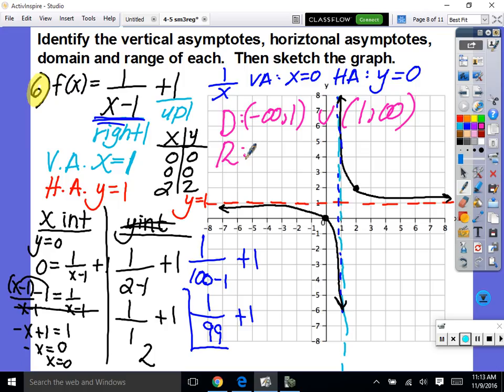Our range is our y values. Aren't they all approaching up to the asymptote? So negative infinity up to 1, union, and then after 1, y is growing to positive infinity. So our domain and range we could have gotten from the beginning, knowing our vertical and horizontal asymptotes. Everybody understand? Okay, let's do another one.